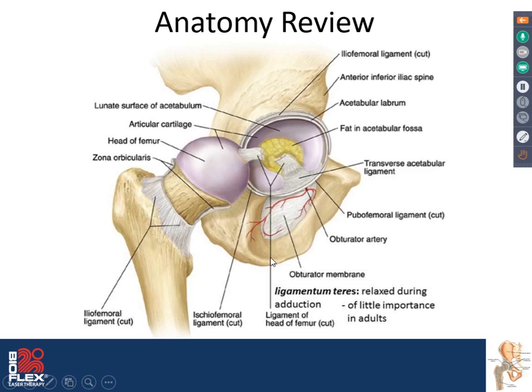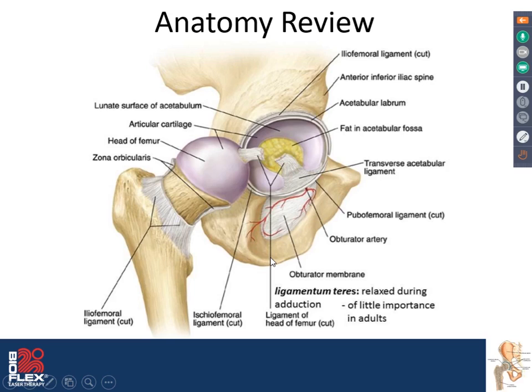Okay, anatomy review. We all, of course, know the hip joint is a ball and socket, a true ball and socket joint. Recall there's a fairly large area on the head of the femur with hyaline cartilage, which, of course, is the major problem in osteoarthritis that we'll talk about as we go on.